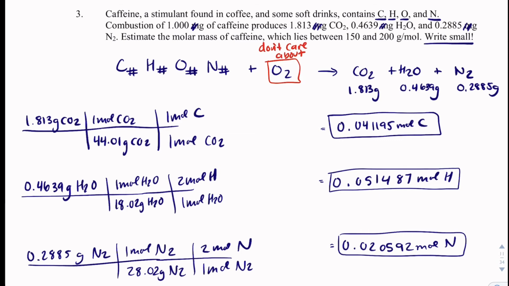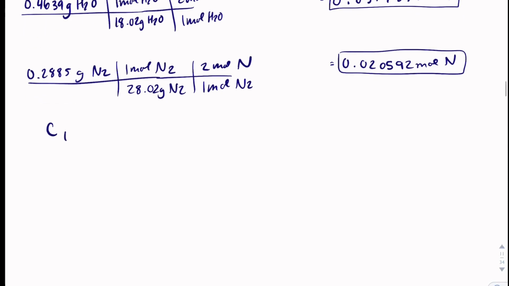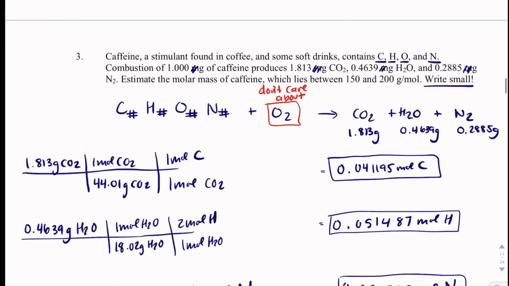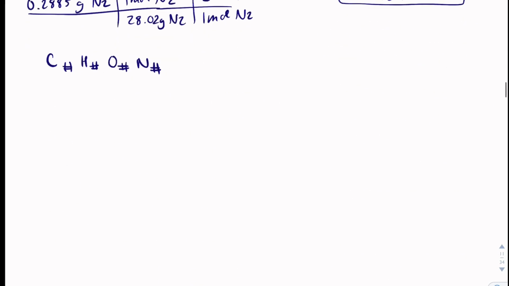We know, and I'm going to switch back to blue, we know that we have C, H, O, and N. And so if I subtract, let's say this was, how much was this? 1 gram, 1 gram of caffeine.